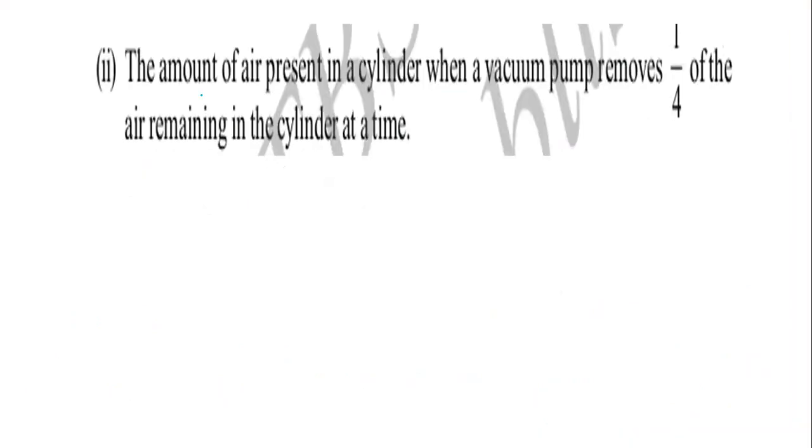Second one, the amount of air present in a cylinder when a vacuum pump removes 1/4 of the air remaining in the cylinder at a time. This is not an AP. It does not form an AP.